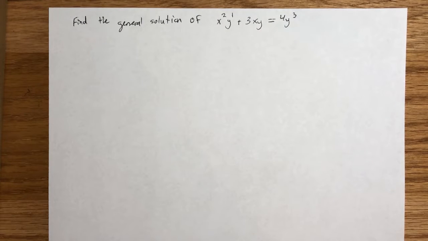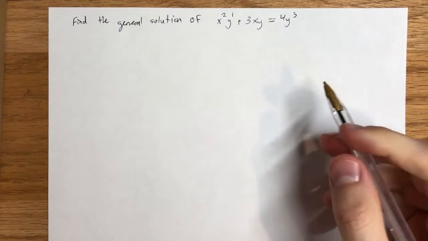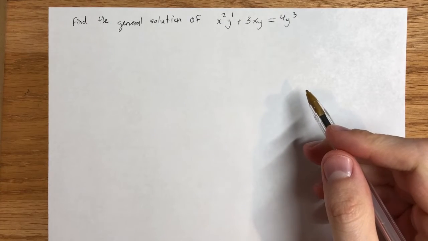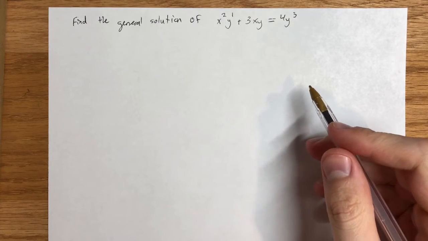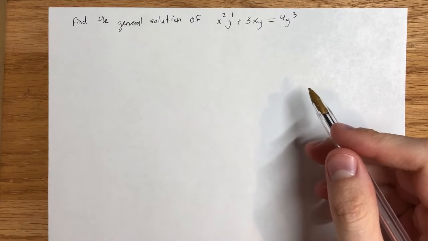Today we're going to be going through a Bernoulli example. So this method is another substitution method that's often used for equations that are close to linear but not quite.